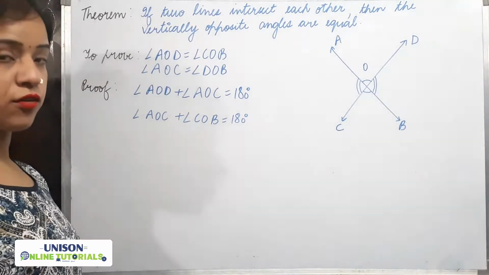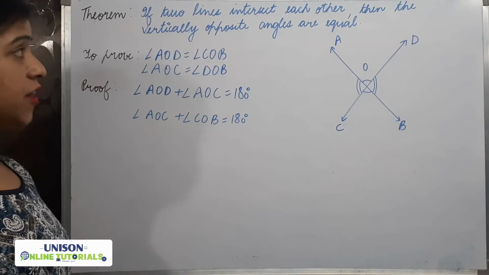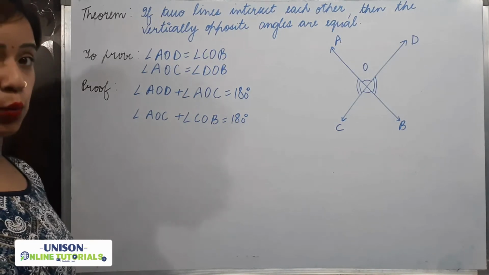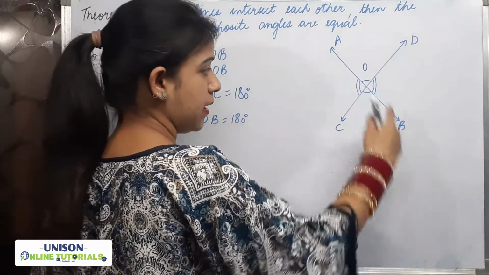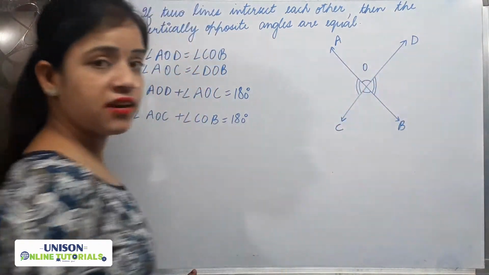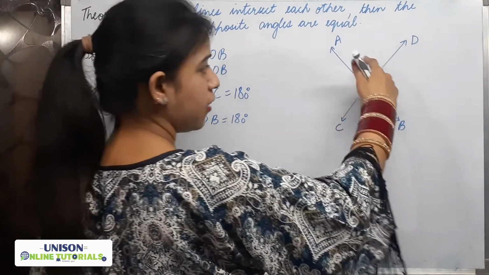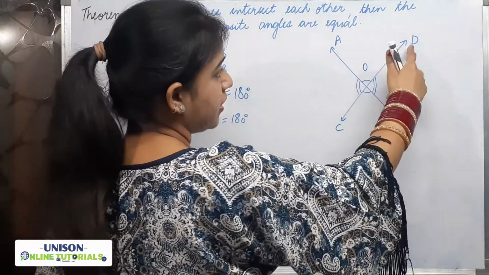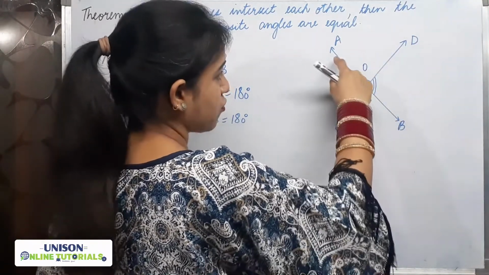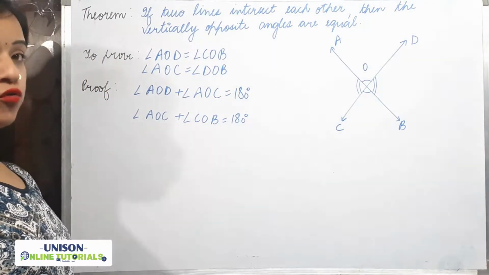Now we have the first theorem, that is, if two lines intersect each other, then the vertically opposite angles are equal. Here we have two lines AB and CD which intersect at point O. Now we have to prove that angle AOD equals angle COB. Similarly, angle DOB equals angle AOC. Now we have to prove this.